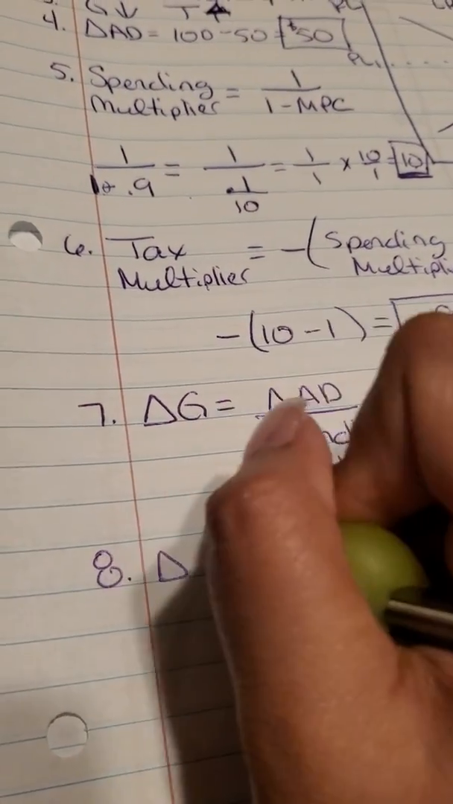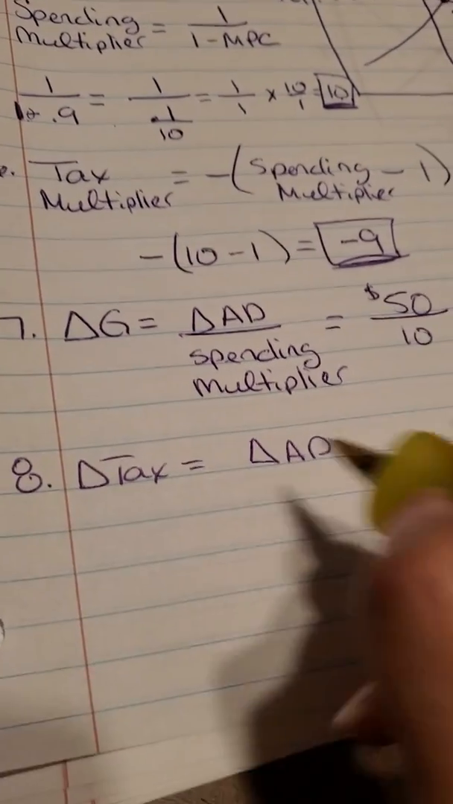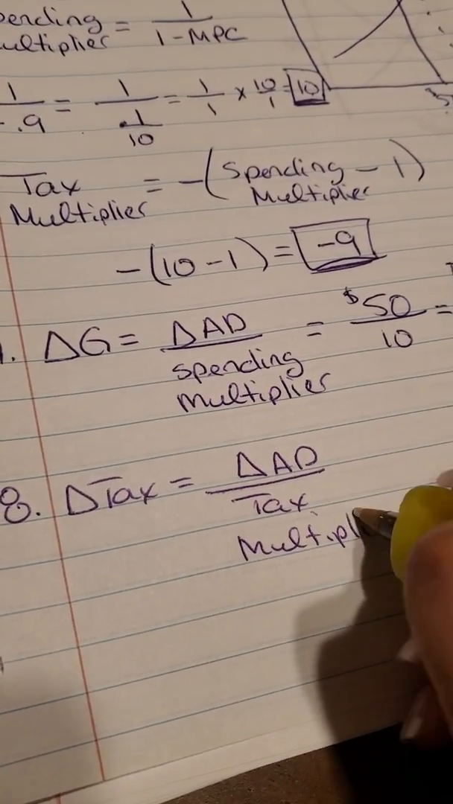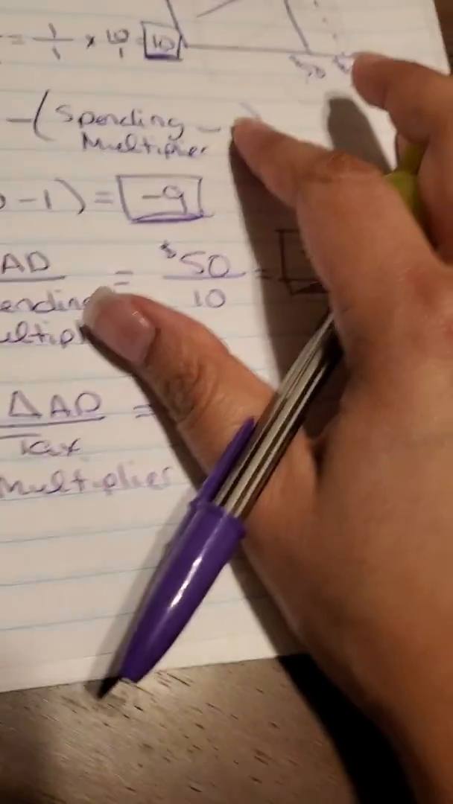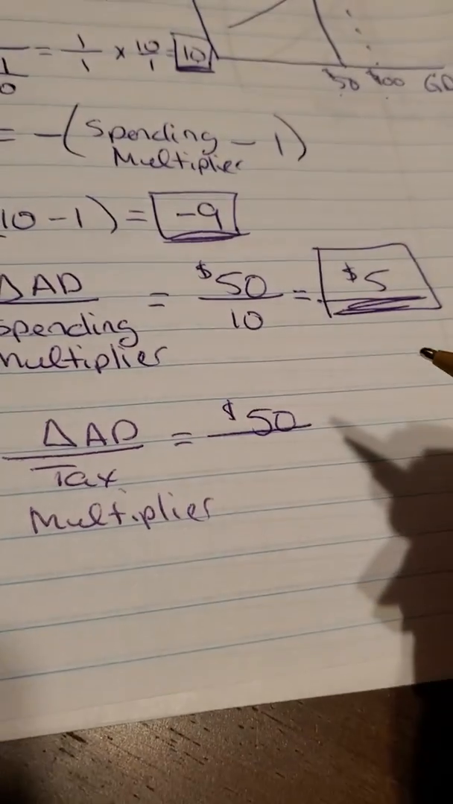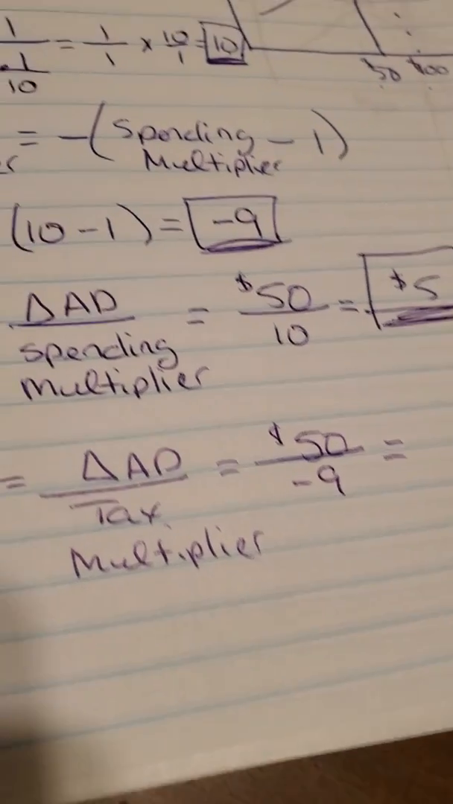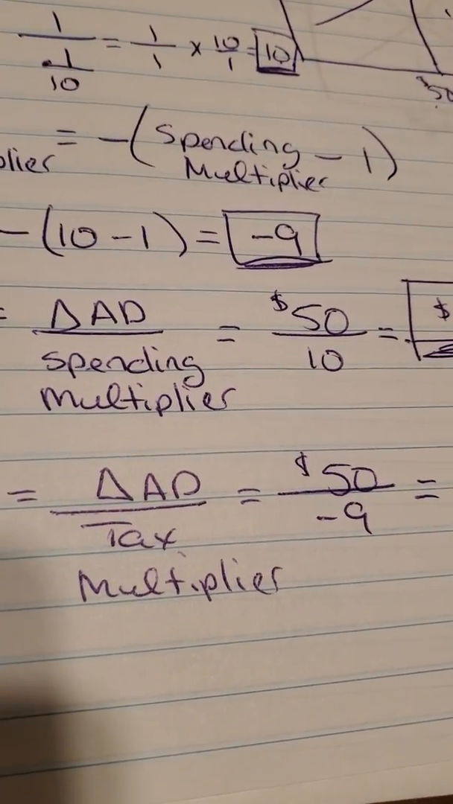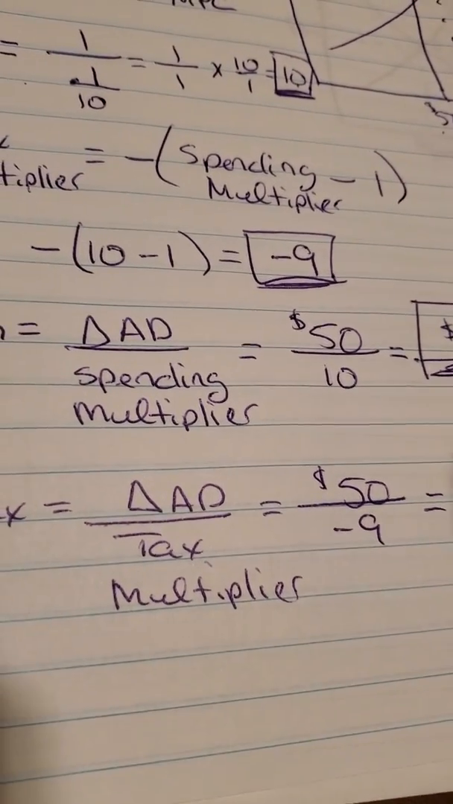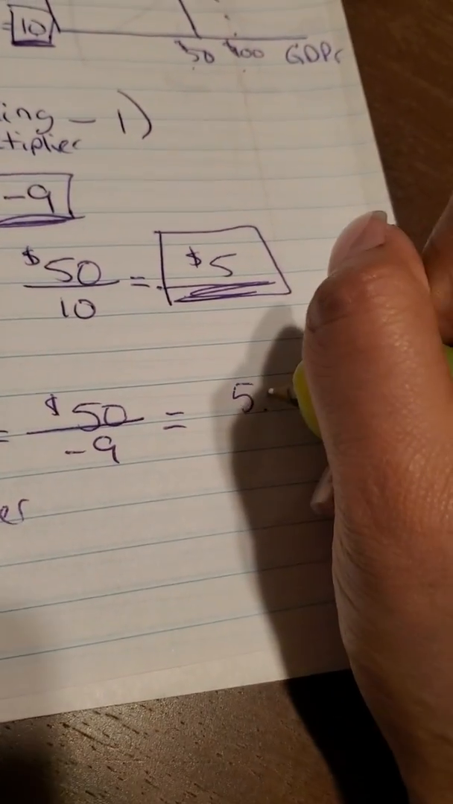8, the change in tax that we need is the change in aggregate demand over our tax multiplier, which is equal to, again, the $50 billion divided by our tax multiplier, which we said was negative 9. So 50 divided by 9 is 5.5555. It's 5 point.